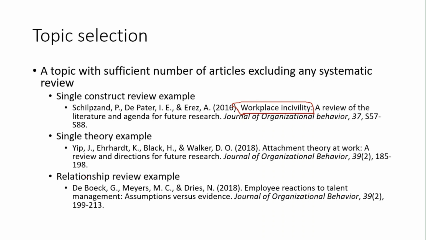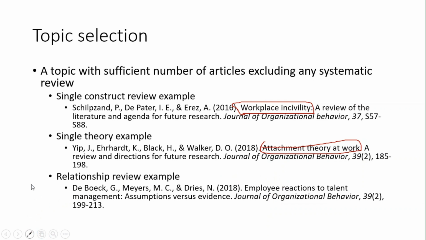The second option that you have is instead of a construct, you use a single theory to review. So in this particular example, we have an attachment theory at work that we are reviewing. So the third option that you have is relationship review. So instead of a particular construct or a theory, you review the relationship between two constructs.